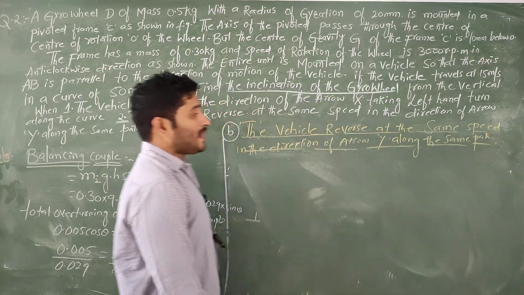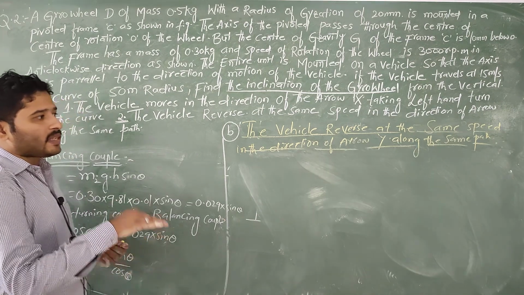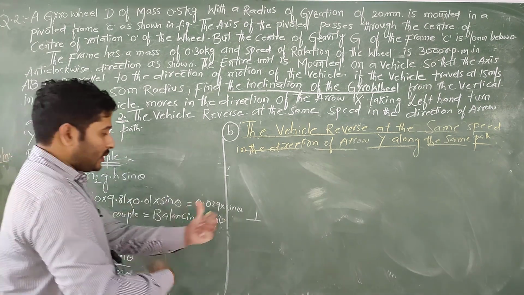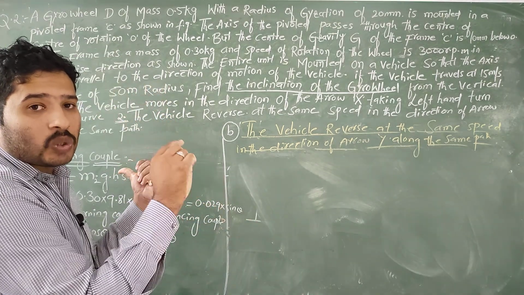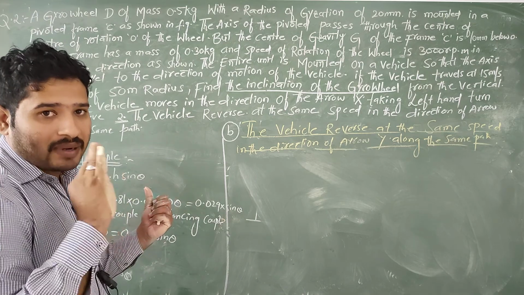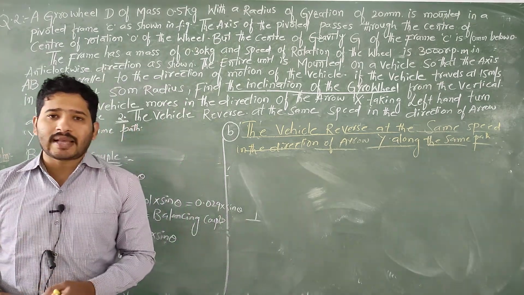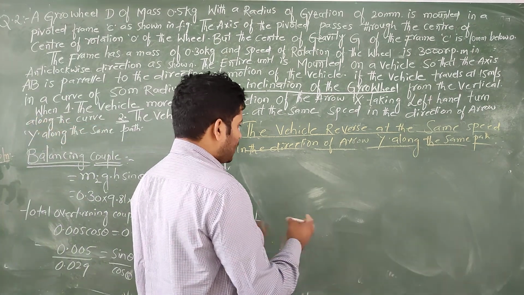So in this case, what happened here? If the vehicle is reversed at the same speed in the direction of Y, what happened? The couples C1 and C2 are acting in the same direction. If they are acting in the same direction, we have to consider C1 plus C2. Is it right? Let us see.